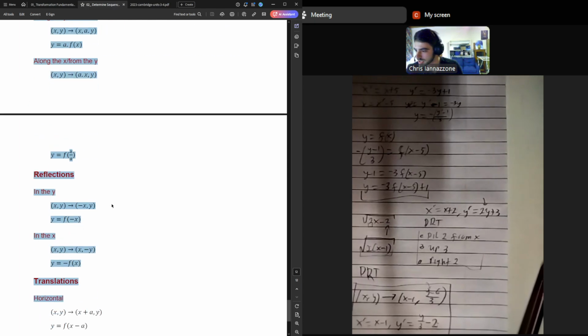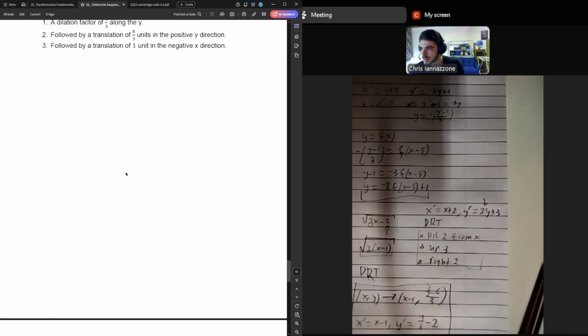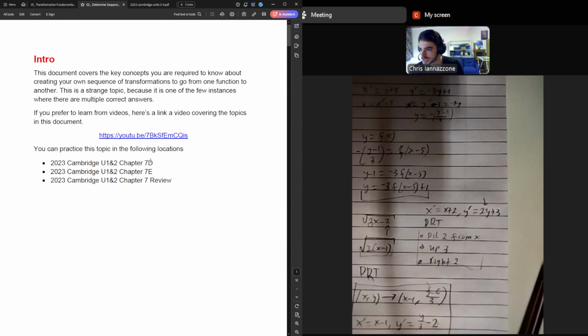Okay, there's a little cheat sheet here to tell you what each of the transformations look like in point form and in function form. And that is it for transformations.